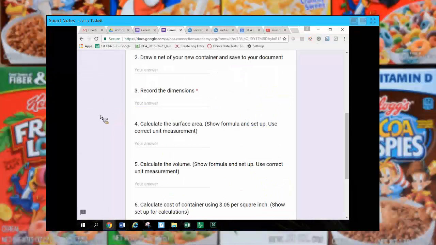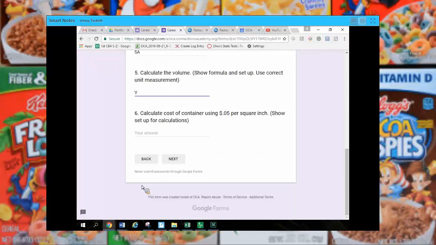You will fill that out on this form. You're going to record the dimensions that we came up with, the radius of 1.55, the height of 8, and you'll put in your surface area, and you'll put in your volume, and you'll put in the calculations for your cost. Again, I just put initials here. You saw the work. You will be putting your work here.